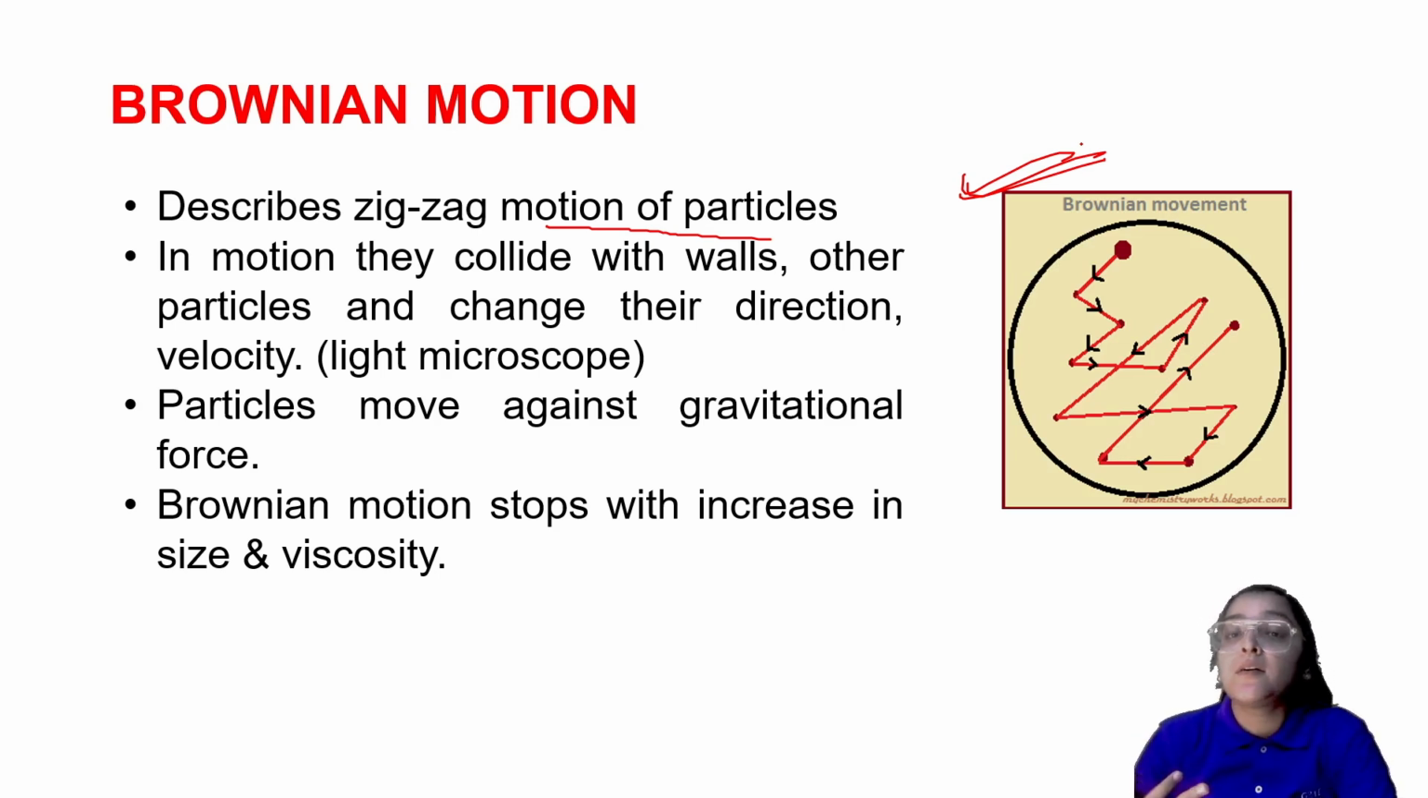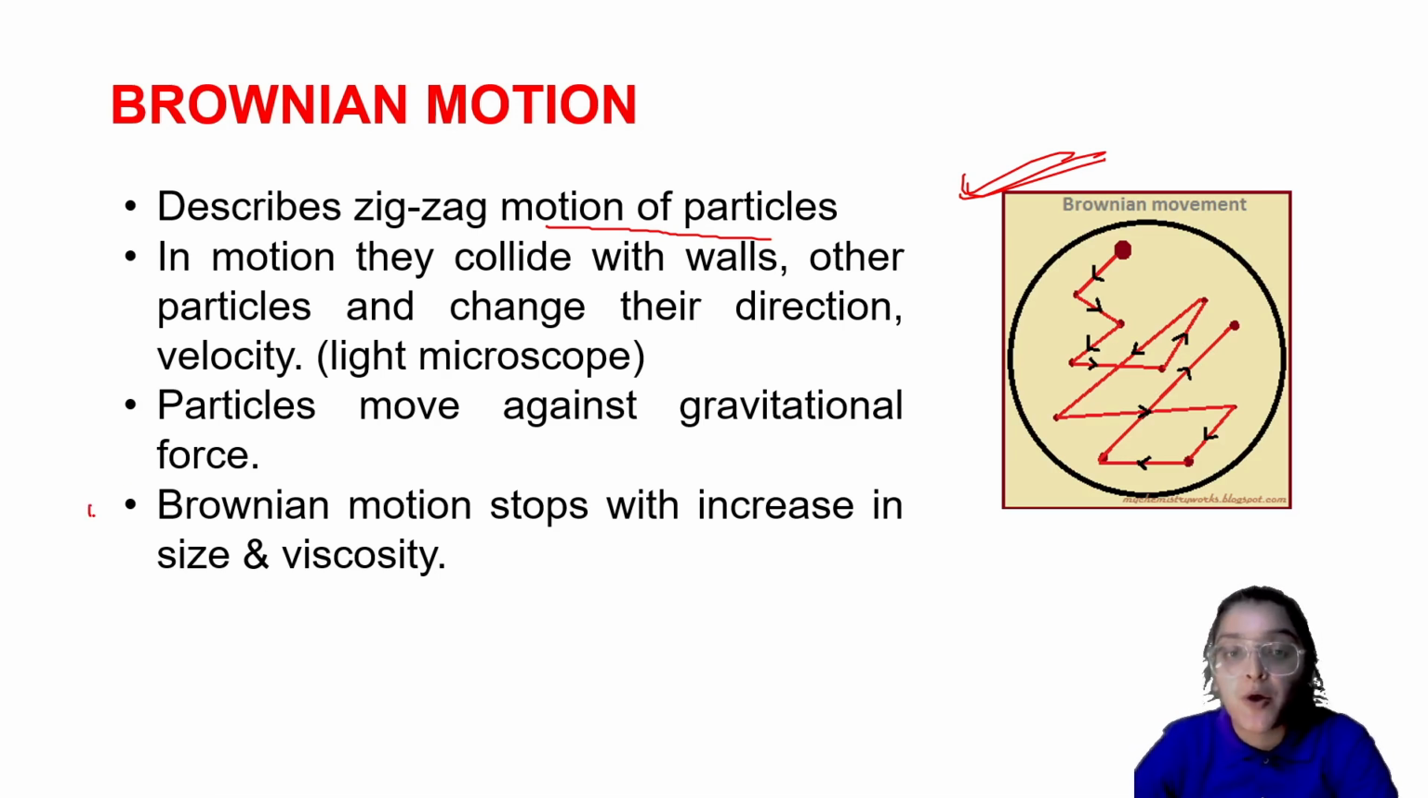As we can see, the particles are known to collide with the particles of the dispersion medium, or they can collide with the wall, or with other particles, which changes their direction and their velocity. So particles are known to move against the gravitational forces. The Brownian motion stops when there is an increase in the size and the viscosity.